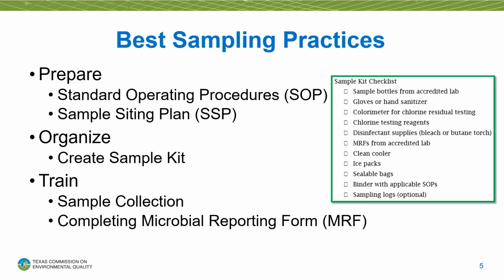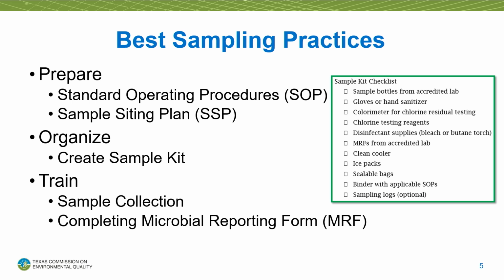So to prepare for microbial sampling, you want to have some best practices at hand, and that's going to be prepared for that sampling by having a standard operating procedure or an SOP. How is your system collecting it? Are you all collecting on the same steps? You'll also want to have a sample siting plan. Where are these locations coming from? Are these predetermined, or are you just going by the seat of your pants?